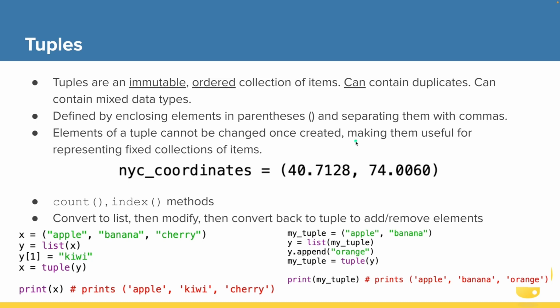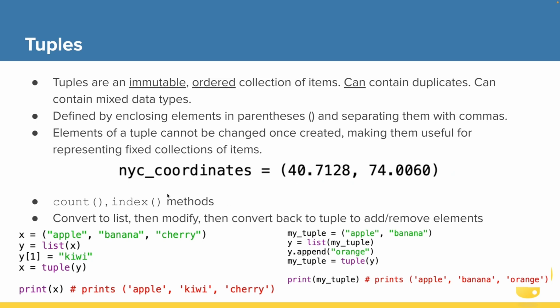Which makes them useful for representing fixed collections of items, such as, you can see, a coordinate that would never change. So we could potentially store coordinates in a tuple, for example. And they're defined by enclosing these elements in parentheses and separating them with commas, just as we see here. So Python sees these parentheses, it sees values separated by commas, just like this. It knows that's a tuple.